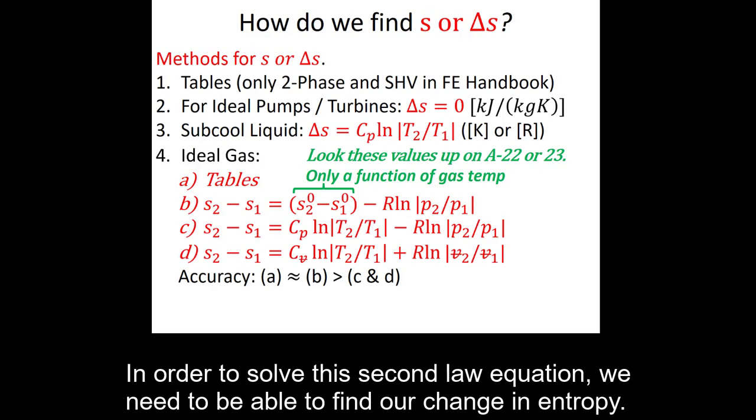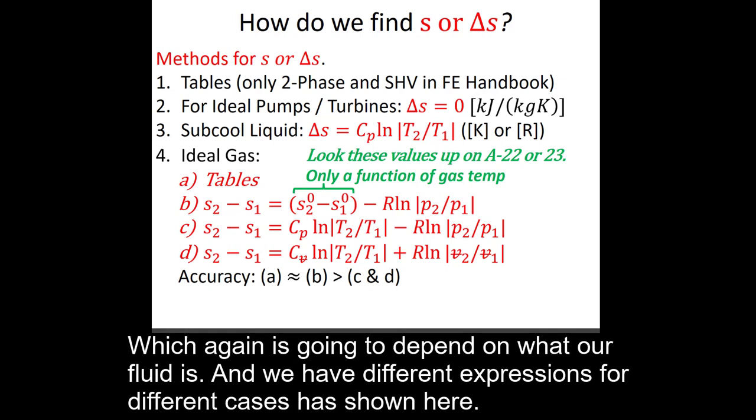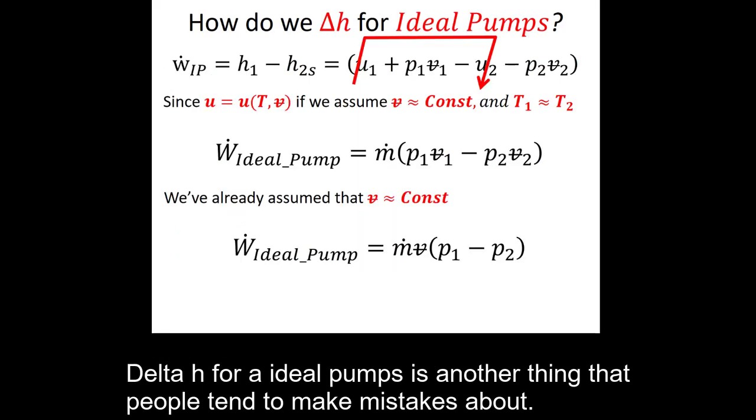In order to solve this second law equation, we need to be able to find our change in entropy, which again is going to depend on what our fluid is. And we have different expressions for different cases as shown here. Delta H for ideal pumps is another thing that people tend to make mistakes about.